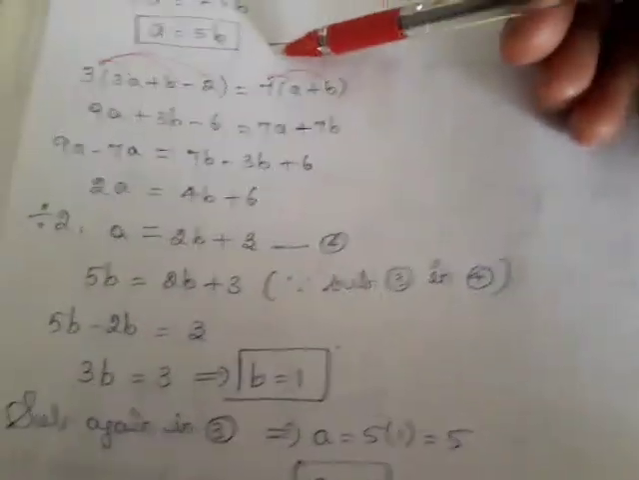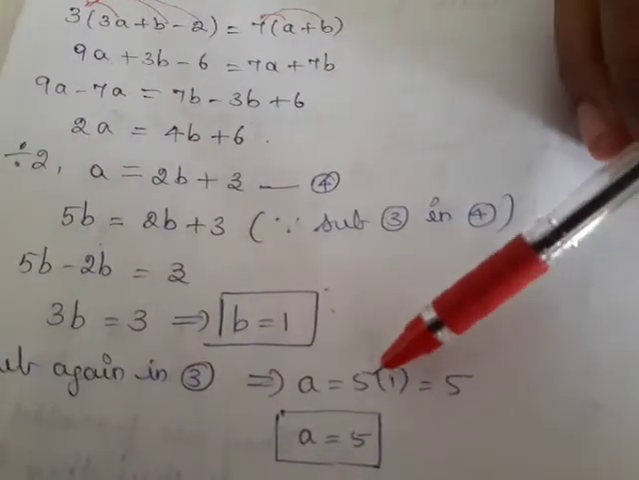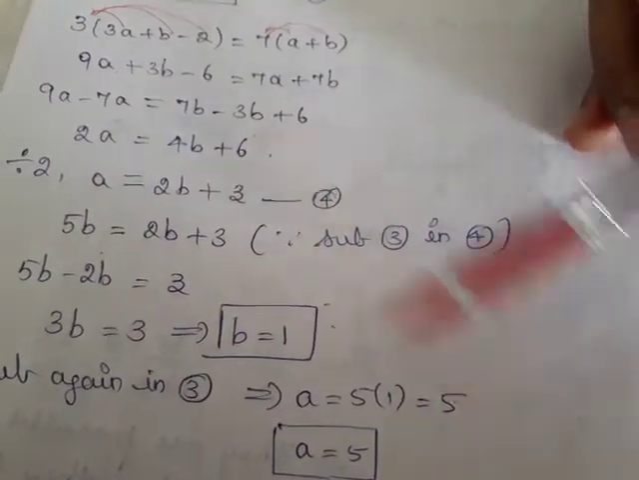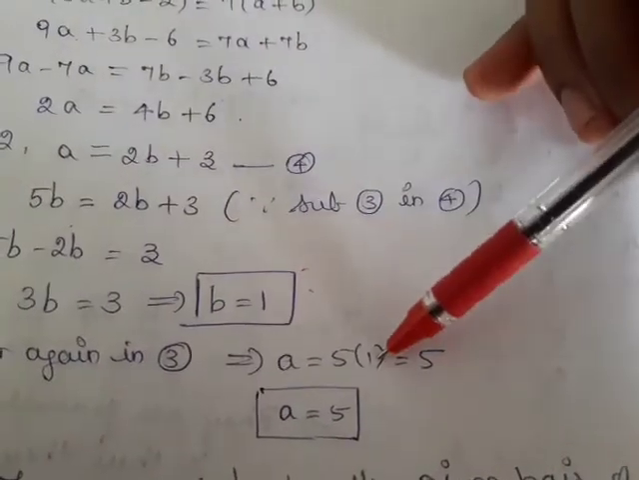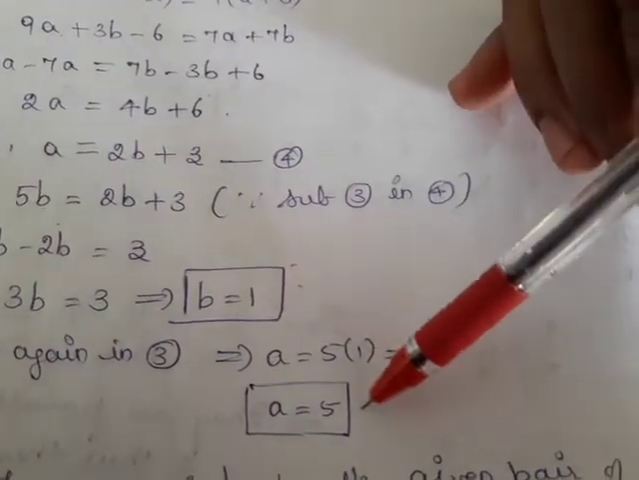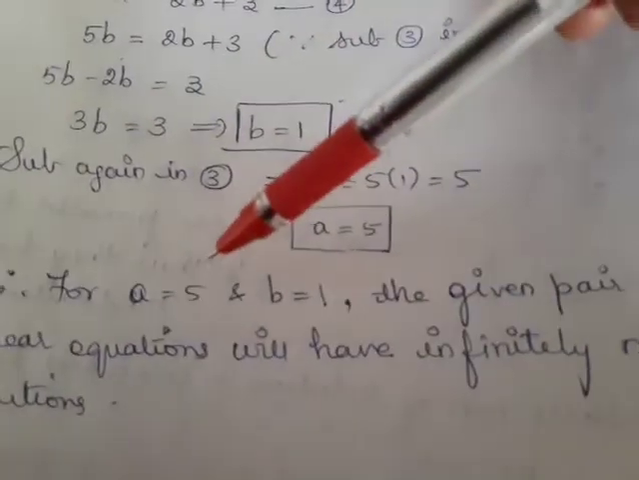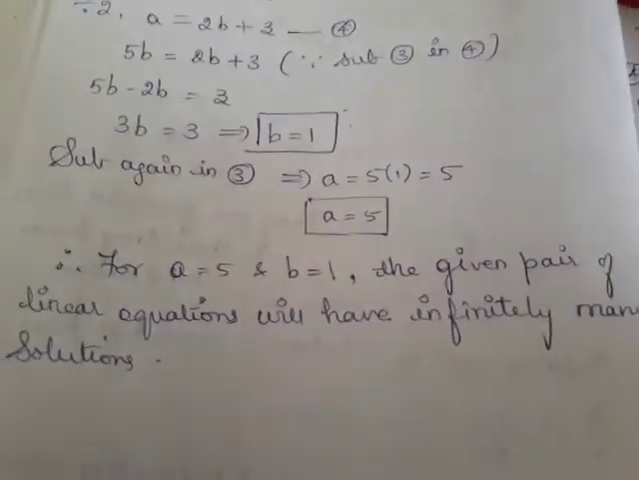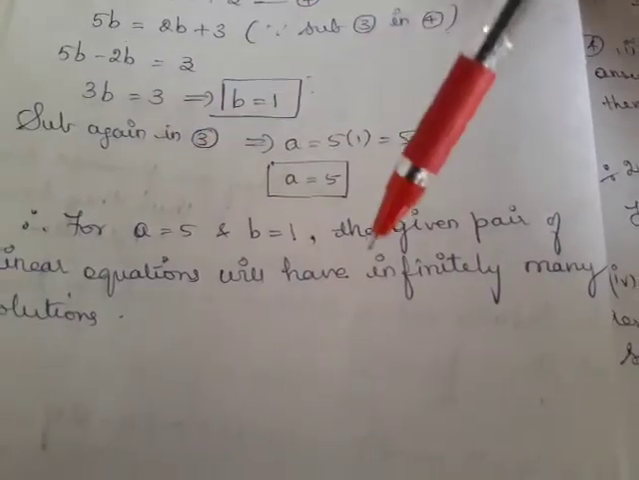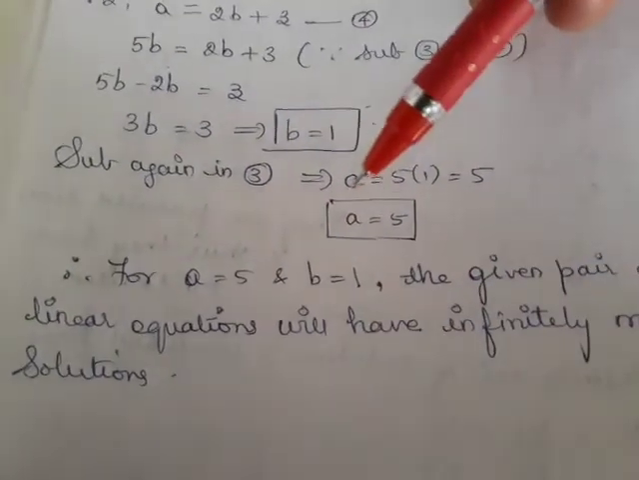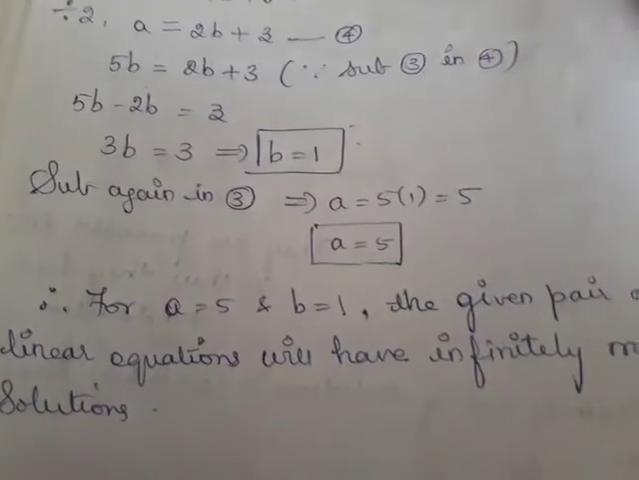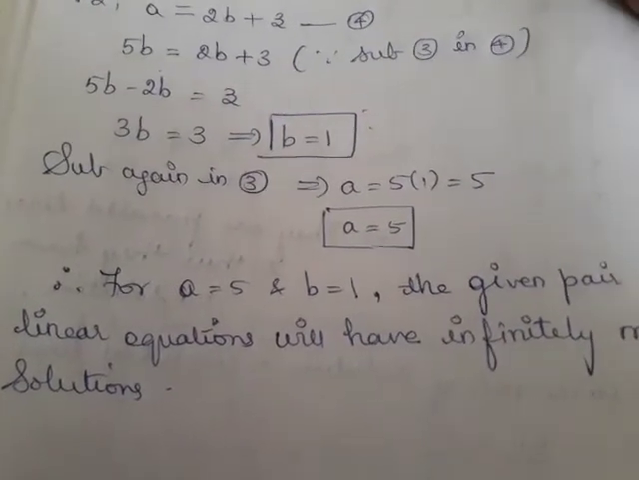I substituted in the third equation. So a is equal to 5 into 1, which is 5, because a is equal to 5b. In the place of b, I have substituted the value of b. Thus we arrived at the values of a and b. Hence, for a equal to 5, b equal to 1 only, the given pair of linear equations will have infinitely many solutions. So this is how you have to solve such kinds of problems.